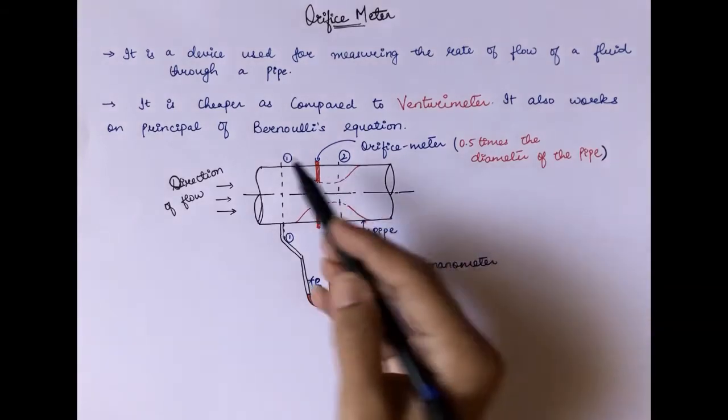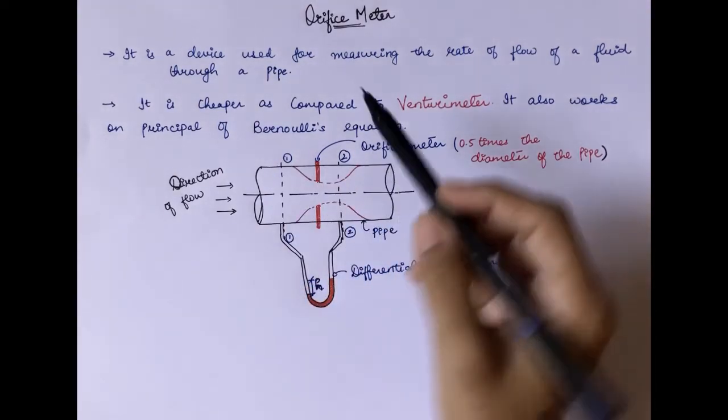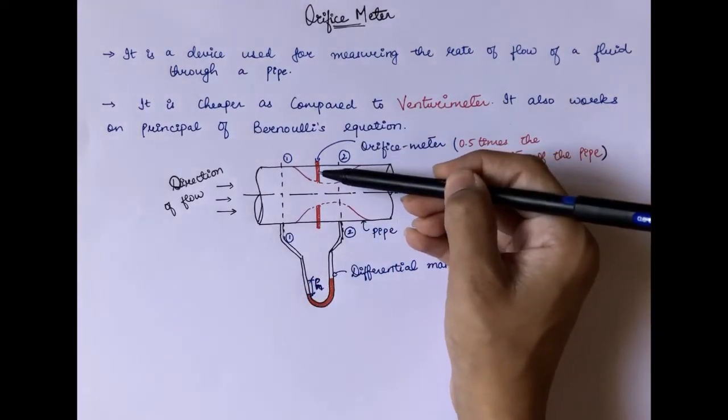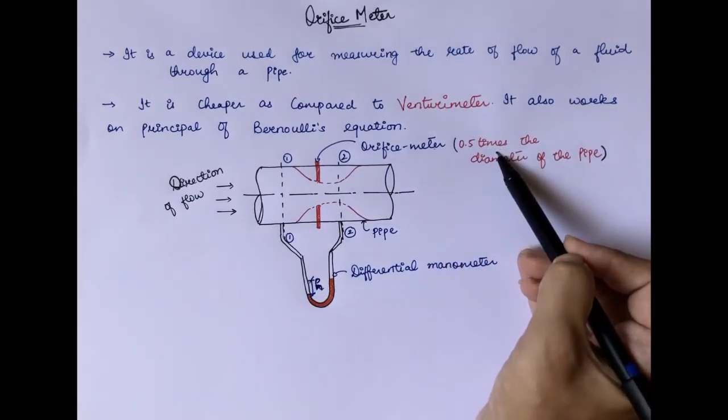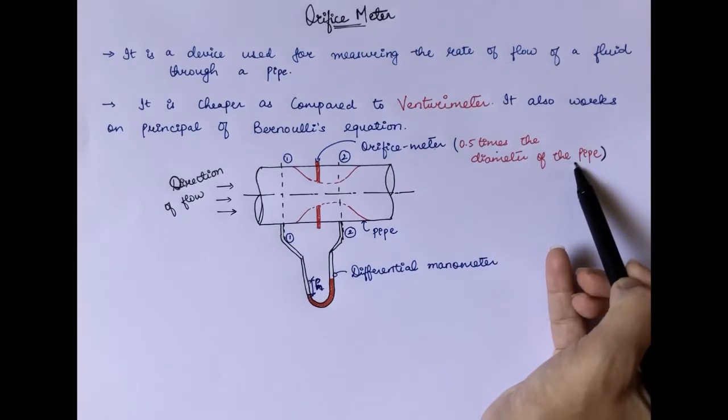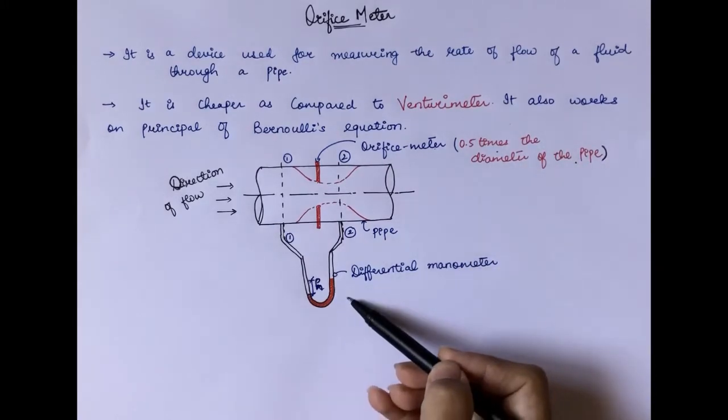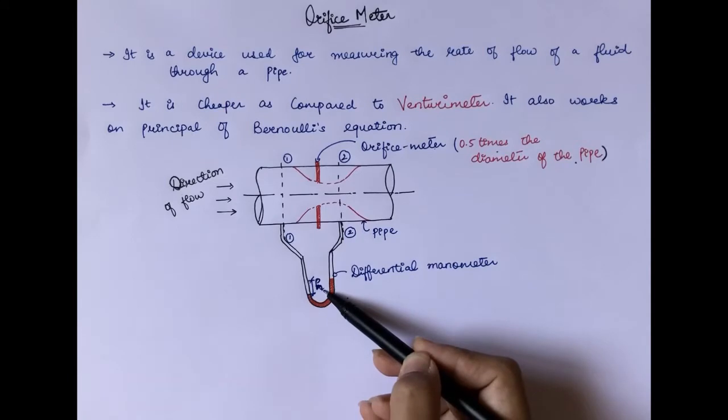The black one shows us the pipe, while this red line indicates the orifice, whose diameter is 0.5 times the actual diameter of the pipe, and this is the differential manometer which is connected, and this H is the differential manometric head.